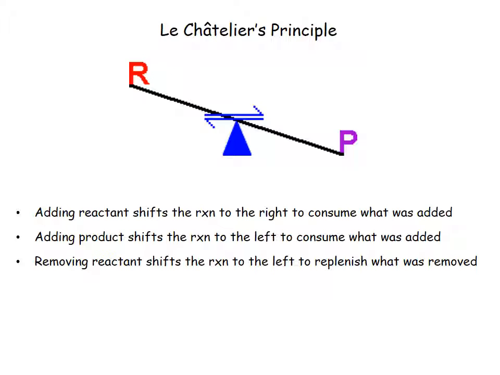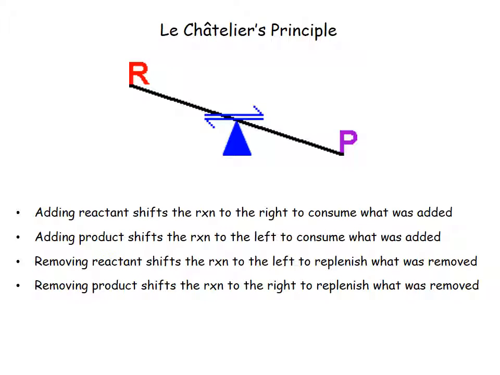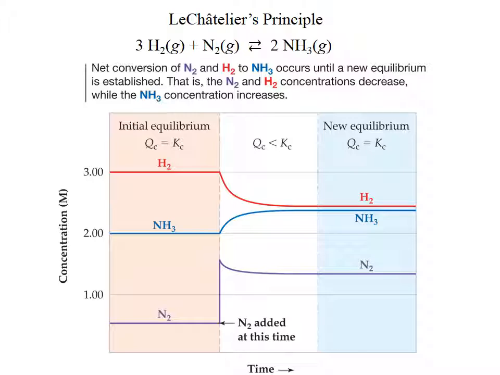It says removing a reactant. Now you don't actually go into the reaction vessel and pluck out reactant. The way we traditionally remove reaction components is by adding something that reacts with them. Okay, removing product or adding something that reacts with a product will shift the equilibrium to the right to make more product since you removed it. Now, this is a picture showing that we have H2, NH3, and N2 in equilibrium, and then of course N2 is just added at a certain time.